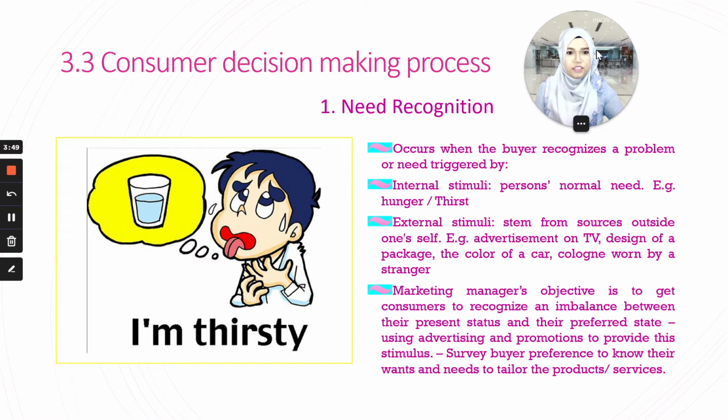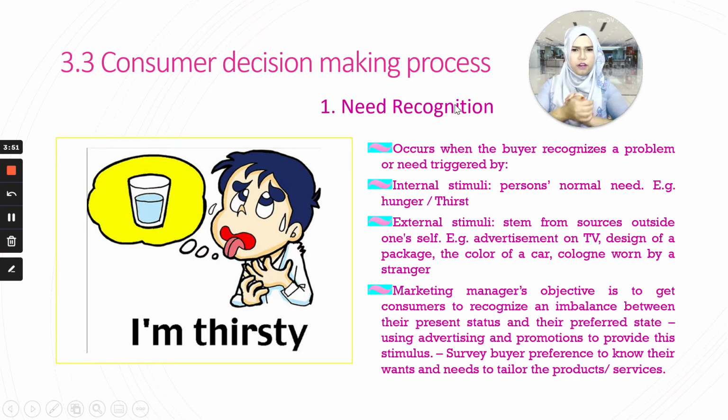Let's first look at need recognition. Every consumer, when they start to buy things, will first start with need recognition, which occurs when the buyer recognizes there's a problem or a need triggered by either internal stimuli or external stimuli. Internal stimuli are from a person's normal needs, for example feeling hunger or thirst, which come from your biological needs. The internal stimuli come from your own body.